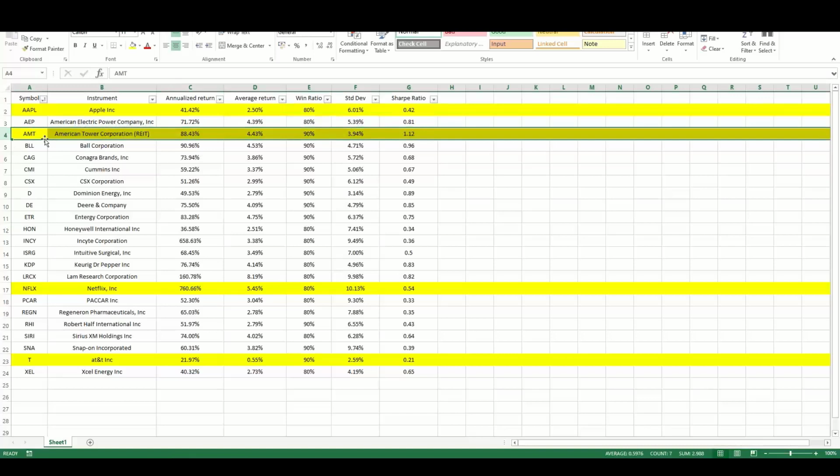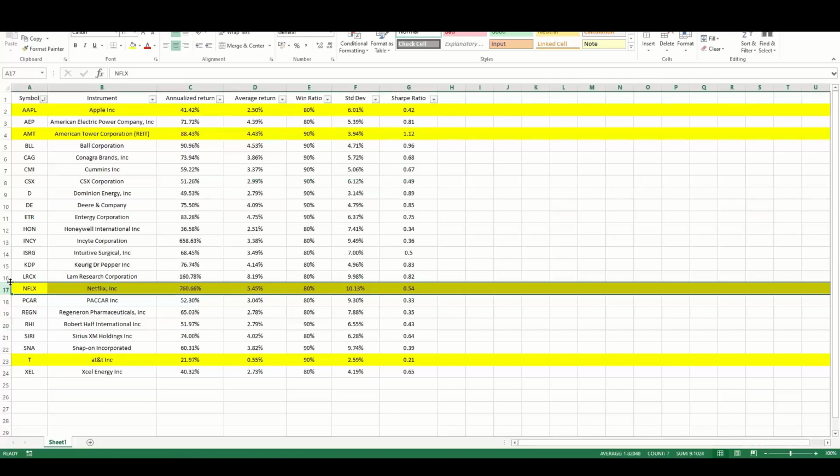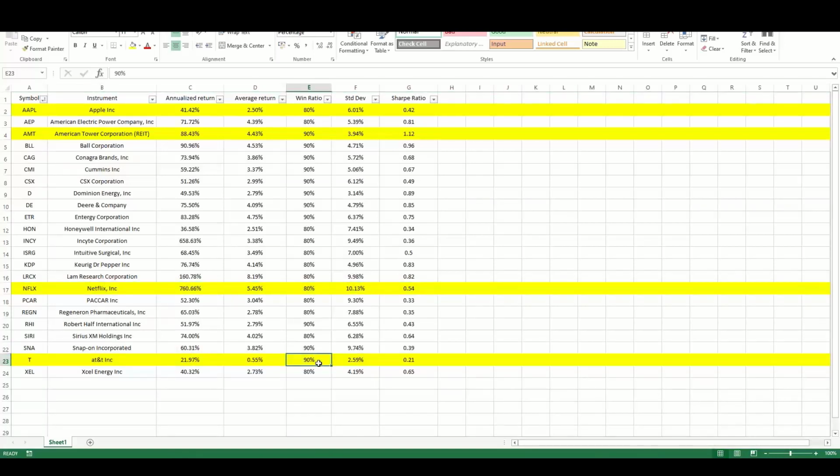Similarly, over here you can see AMT, American Tower Corporation. There's a 90% chance that it will rally based on the past 10 years of historical data. Same thing, if today you're looking at AMT this week, you would rather focus on the upside. Similarly here we have Netflix, which has an 80% chance of rallying this week as well. And of course, AT&T over here has a 90% chance of rallying this week.